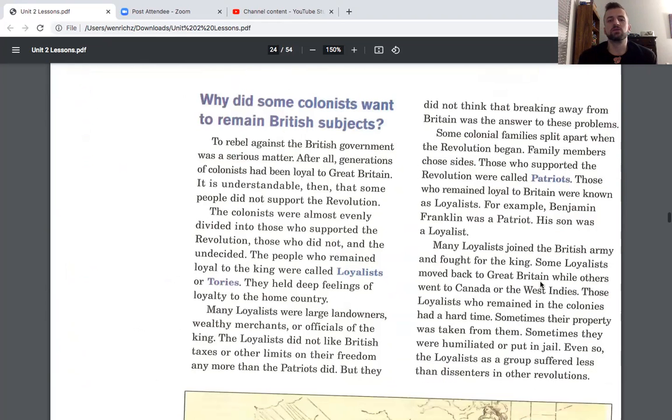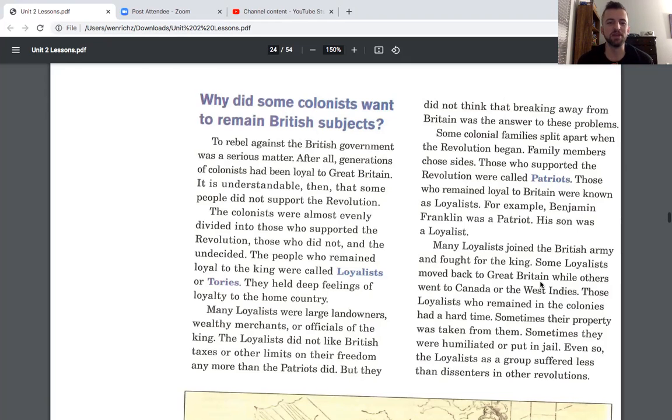Why did some colonists want to remain British subjects? And this is the awkward big elephant in the room. Not everybody wanted to declare independence. To rebel against the British government was a serious matter. I mean, the Declaration was a form of treason. So anybody who put their name on that document was probably going to get killed. After all, generations of colonists had been loyal to Great Britain. It is understandable then that some people did not support the revolution. The colonists were almost evenly divided into those who supported the revolution, those who did not, and the undecided.